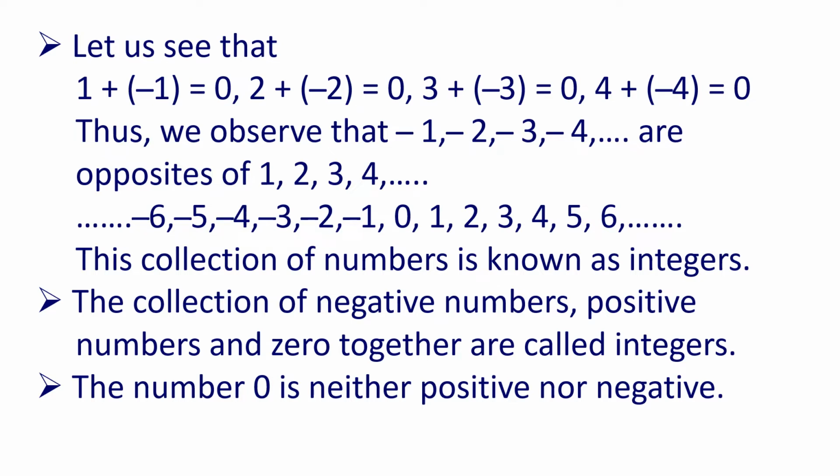So we can say minus 6, minus 5, minus 4, minus 3, minus 2, minus 1, 0, 1, 2, 3, 4, 5, 6, and so on on both the sides. This collection of numbers is known as integers. The collection of negative numbers, positive numbers and 0 together are called integers. Now children, the number 0 is neither a positive nor a negative number.